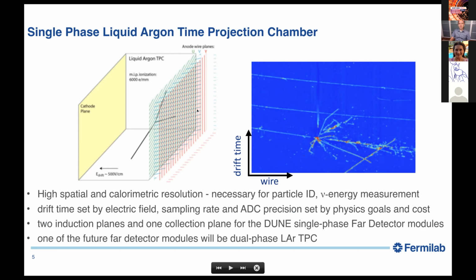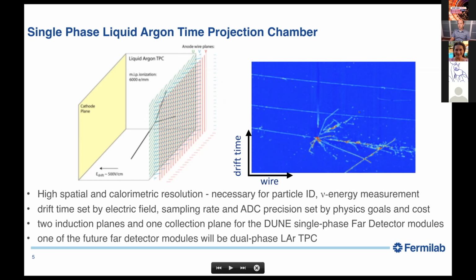What this does is this gives us high spatial and calorimetric resolution, and this is important for our particle ID in order to distinguish between muon neutrino interactions and electron neutrino interactions, but then also very important in giving energy resolution for those reconstructed interactions, which are important when trying to determine L over E for the oscillation parameters.